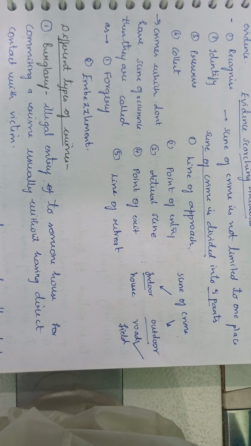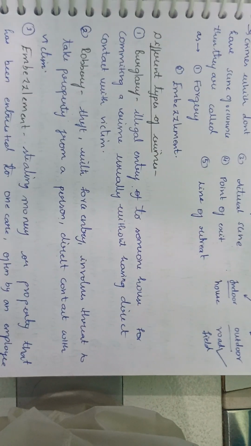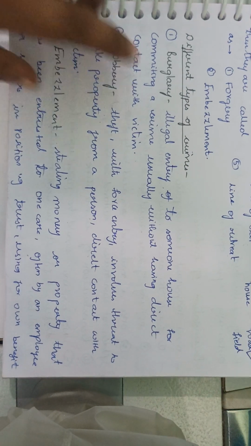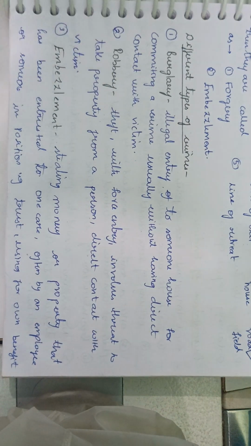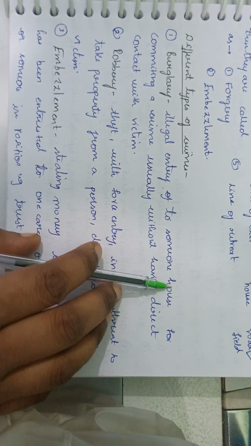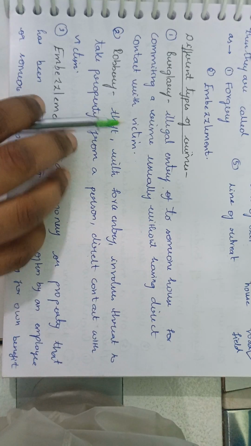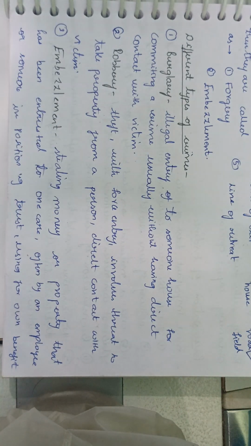Now let us know different types of crimes, just to know what they are and how they are different from each other. So first one is burglary. Burglary means an illegal entry into someone's house for committing a crime, usually without having any direct contact with the victim. It's also a kind of robbery, but they don't have any contact with the victim.